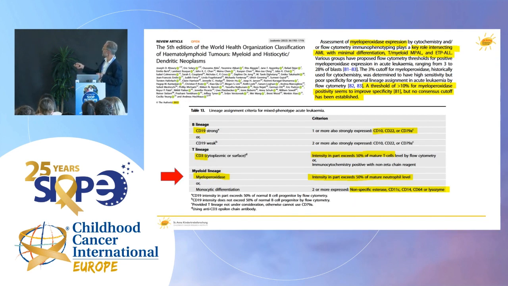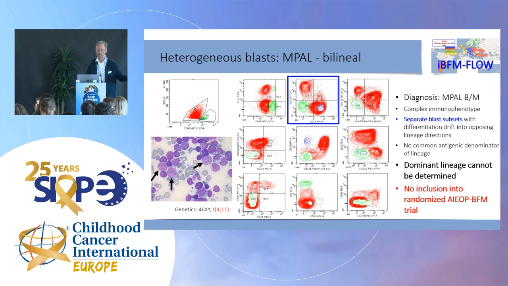In the most recent WHO, they reacted. Former times, you have seen, 2008, they said MPO positivity. What does it mean? 21%? 3%? No, nowadays they say intensity in part exceeds 50% of mature neutrophil level, so it must be high. It must be strong. It's not anymore on low levels. So that's good, actually. Whatever, I cannot comment whether this is a good denominator, but the idea is take care. Don't take everything for serious what you find.